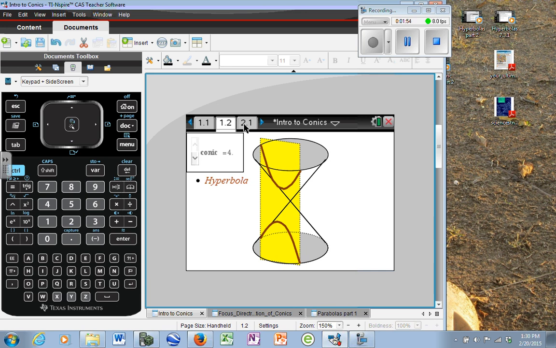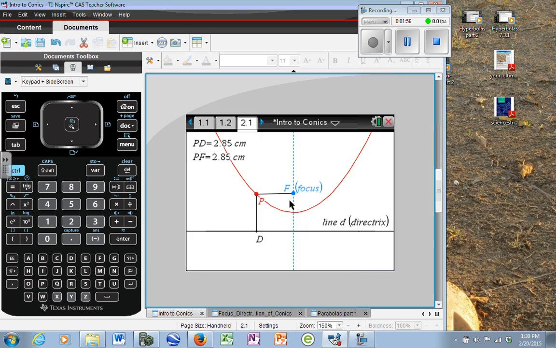On to page 2.1. Point F is called the focus. You can see it there on the picture. What is the line through point F perpendicular to the directrix called? You just did it in your vocabulary. What is that dotted line called? That's number 2.